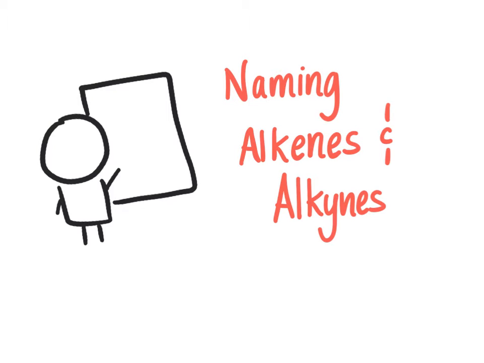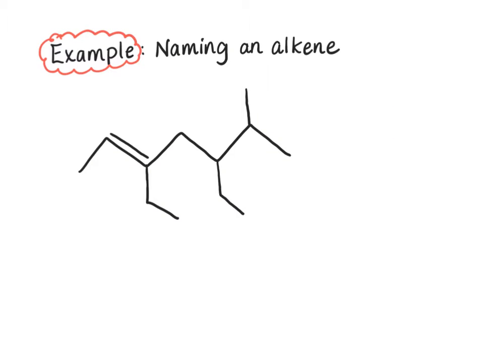In this video, we'll look at naming alkenes, including cycloalkenes and alkynes. So we'll start with naming an alkene. There's an alkene drawn on our page here. When we're naming an alkene, our parent chain must contain the double bond.